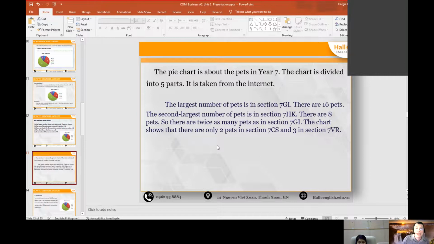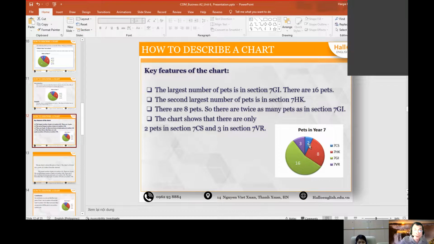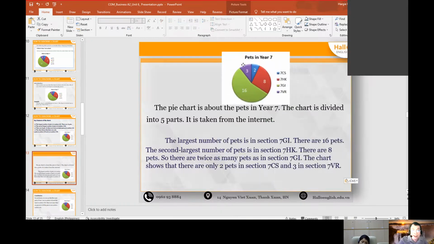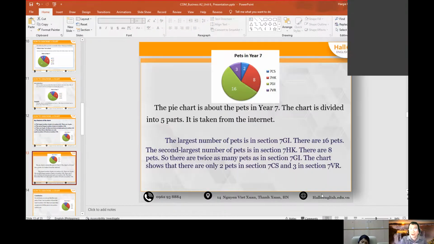So what are you going to say? In your introduction part, you're going to say the pie chart is about the pets in the 7 year. Or we can also include the presentation in there. Let's say, for example, you are going to report this one to your boss. So this is now the result of your report. Can you see it? Yes, okay. So this would be your report.